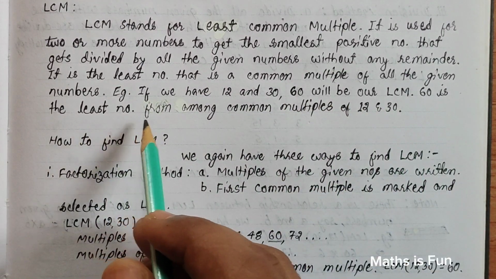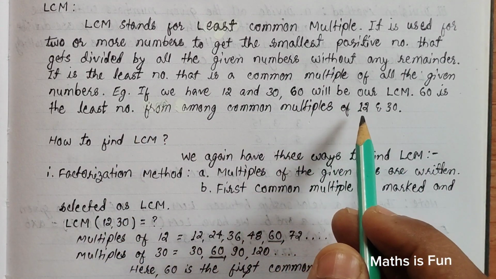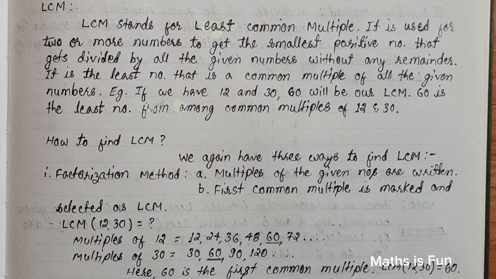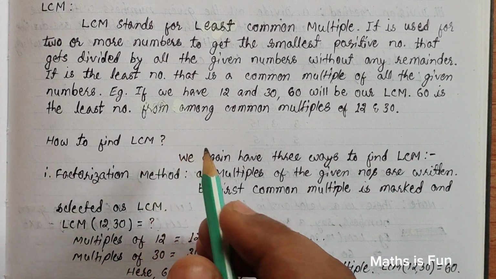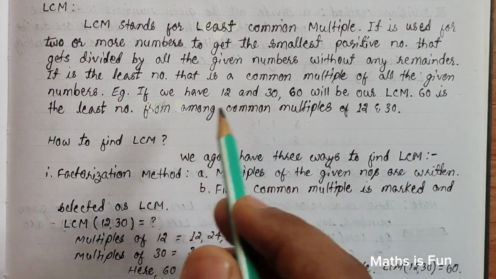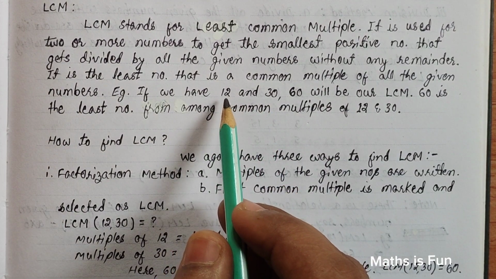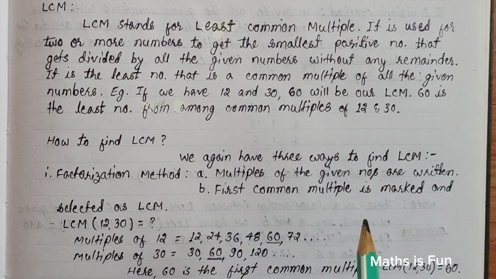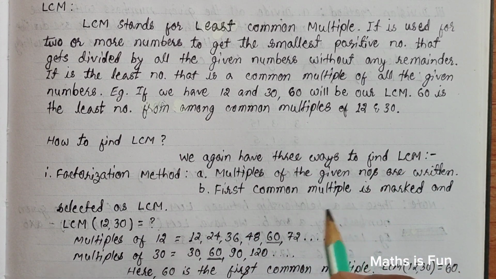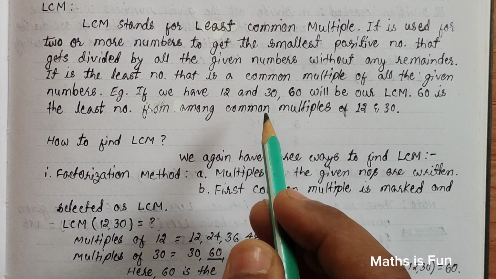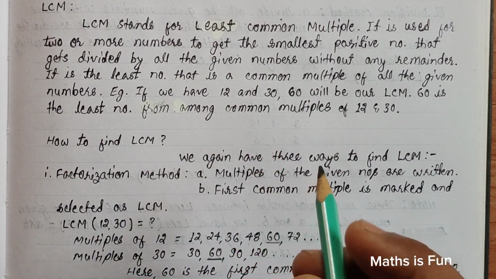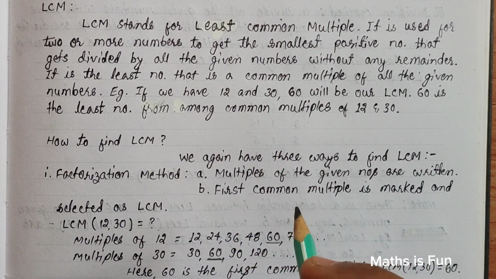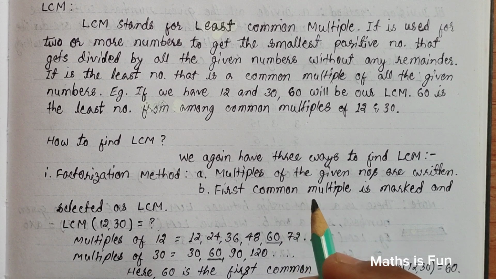60 is the least number from among common multiples of 12 and 30. So for your clarity, in our example, we have two numbers, 12 and 30. Now this number 12 may have several multiples like 12, 24, 36, 48, 60, 72 and so on. And the number 30 also has several multiples like 30, 60, 90, 120 and many more.